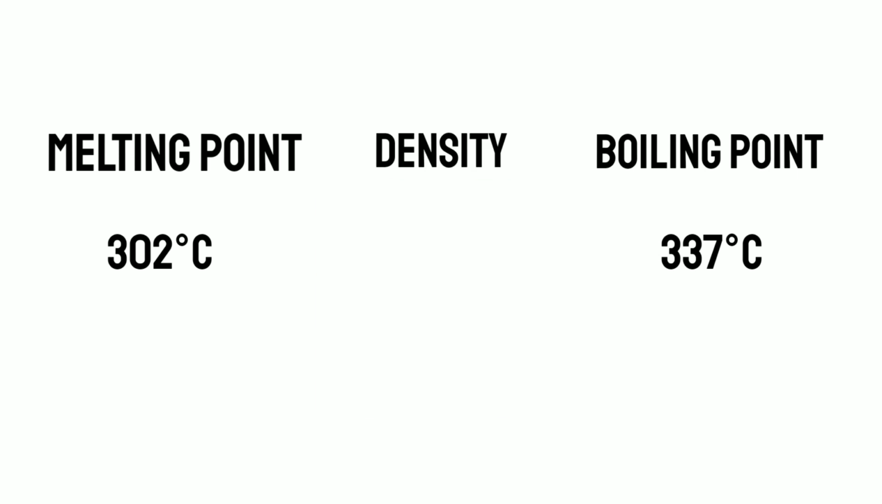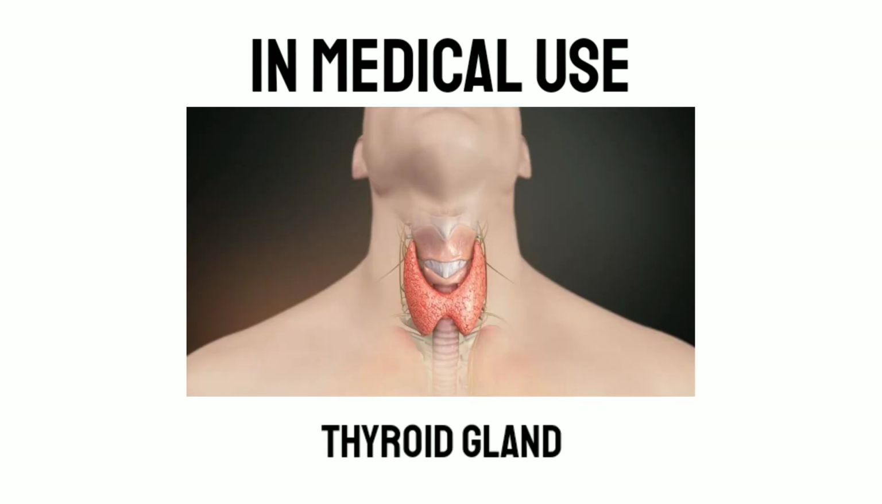the density is unknown. In medical use, astatine may be found in the thyroid gland, a human organ that adjusts growth and development, so it is used for treating diseases related to the thyroid.